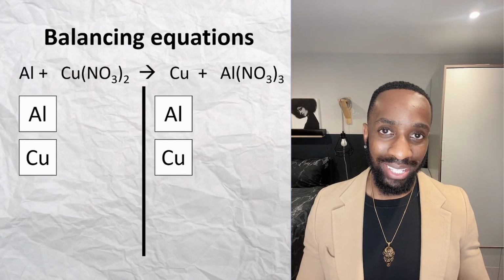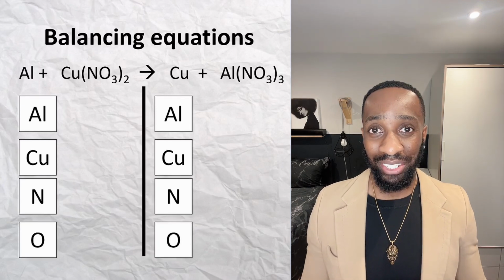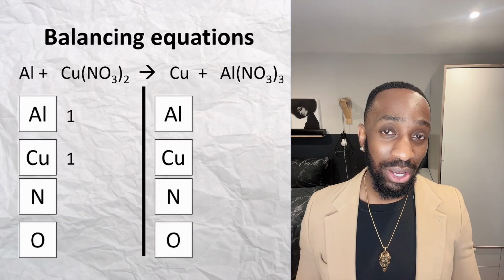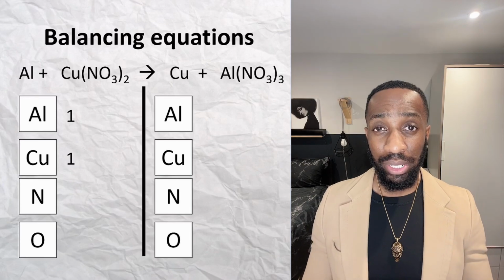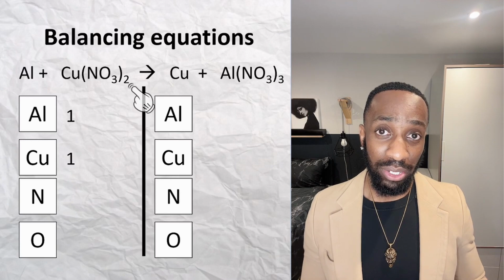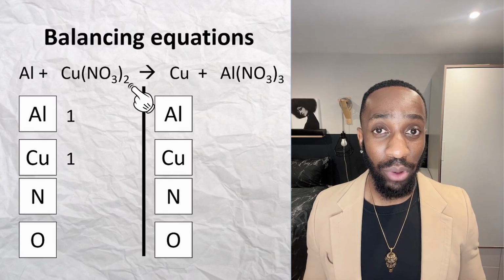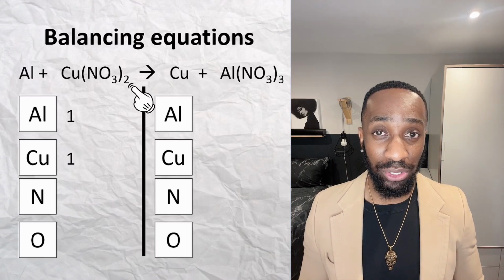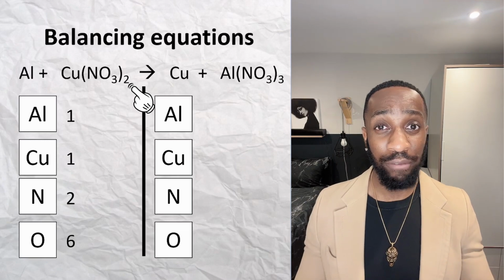First, we start by tallying our elements. On the reactant side, we have 1 copper and 1 aluminium. Notice that the nitrate on the left-hand side, on the reactant side, has 2 lots of that nitrate ion. So everything within the bracket, we have to times by 2. So we have 2 nitrogens and we have 6 oxygens.